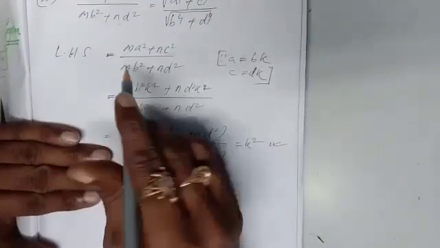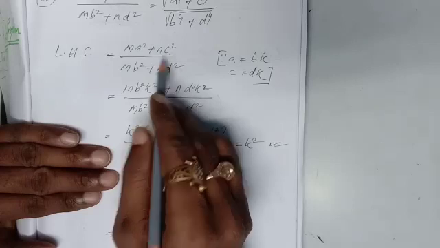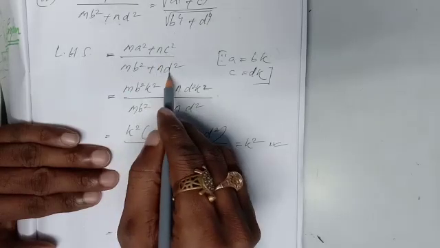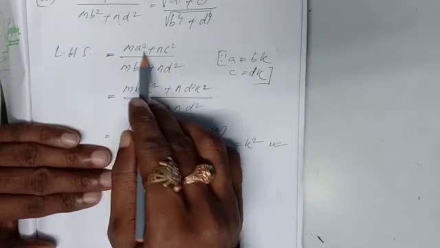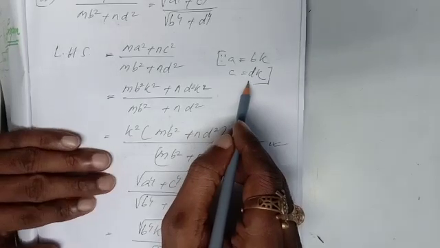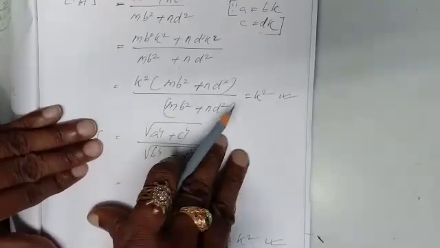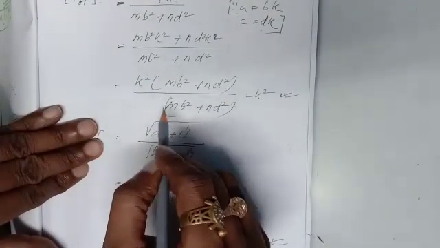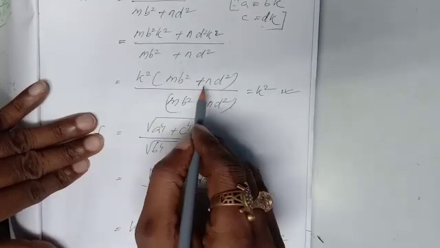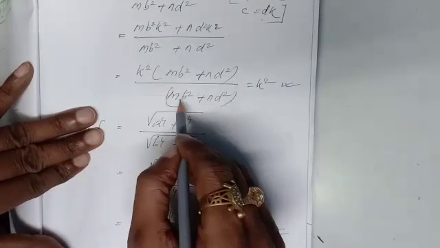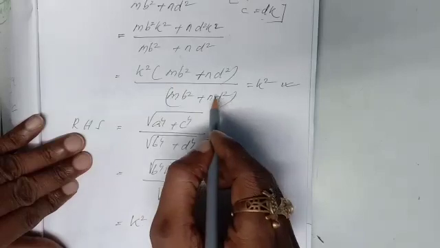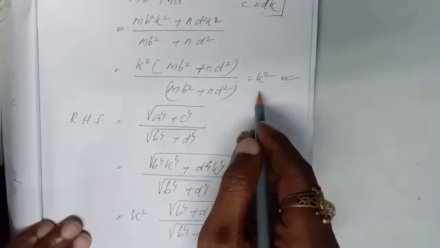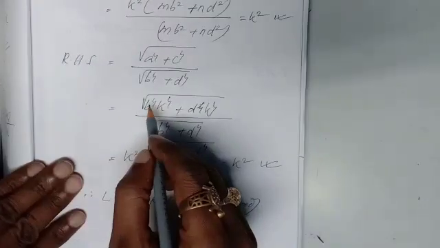First of all, you have to write left hand side, m a square plus n c square by m b square plus n d square. Putting a equal to bk and c equal to dk. After that, taking common k square, what is left, you write here m b square plus n d square by m b square plus n d square. Now this will cancel out. What is left? K square.